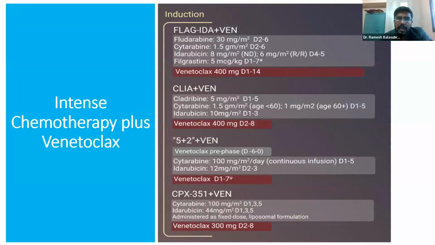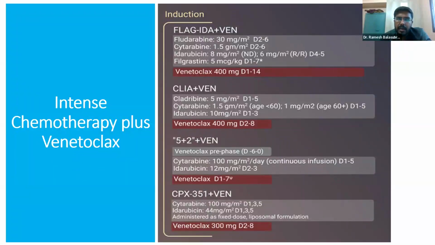Venetoclax can be added to all the intensive regimens. Otherwise, it can also be used singly without venetoclax also. So FLAG-IDA, you can use fludarabine. We have discussed here 30 milligram per meter square from day 2 to 6, and cytarabine 1.5 gram per meter square day 2 to 6, and idarubicin 8 milligram per meter square on day 4 to 5.